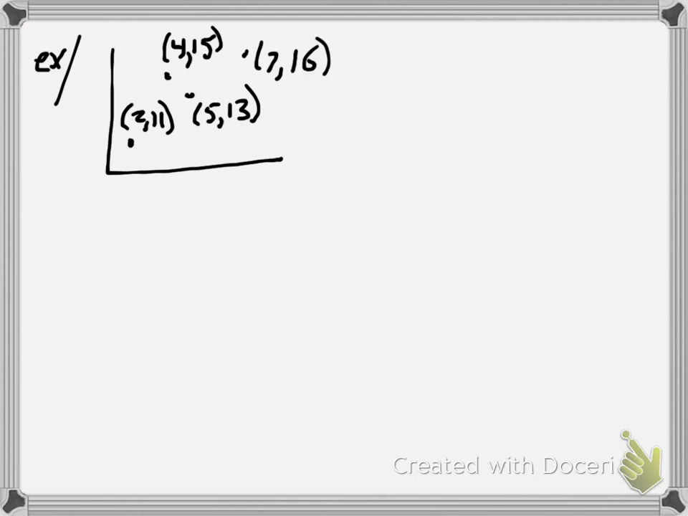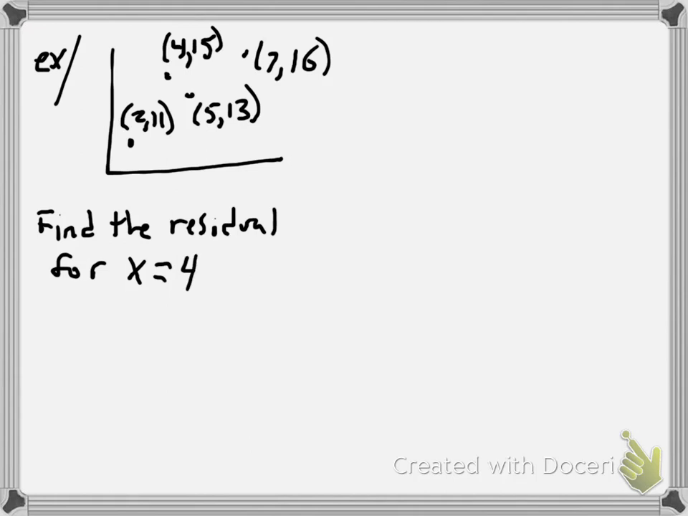Now, let's say we want to find the residual for, I'm going to say, x equals 4. So I'm going to happen to pick that one. Well, again, residual is your actual minus your predicted. So we already have the actual. When my x is 4, my actual that goes with it is 15. So I know the actual. Now I just got to find the predicted.